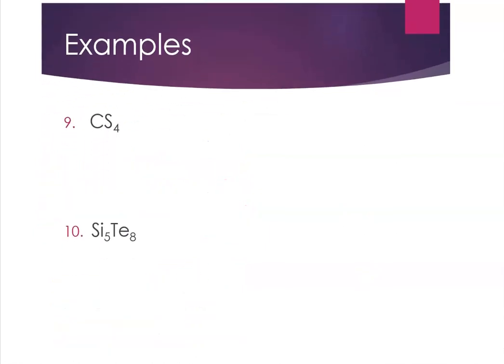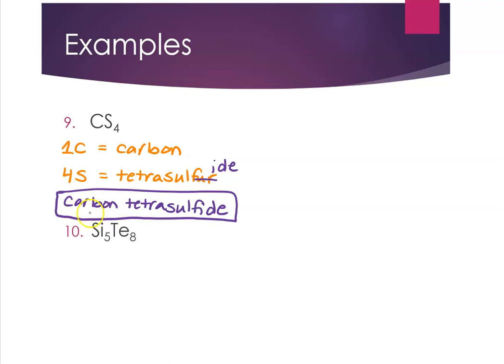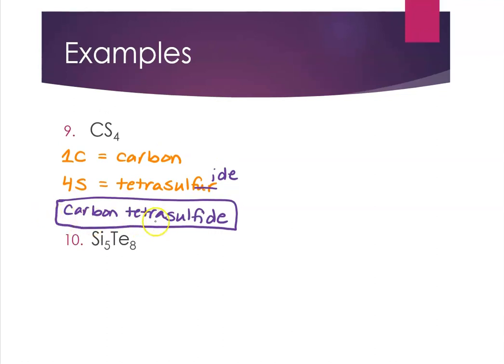All right, so for this next example, I have no subscript next to the C, so I have 1 of them. Because it's the first element, I don't put the mono. Then I have 4 S's, so 4 is tetra, and S is sulfur, and then I change that ending to IDE. So this is carbon tetrasulfide. So your compound will never start with mono. The mono can only be with the second element.